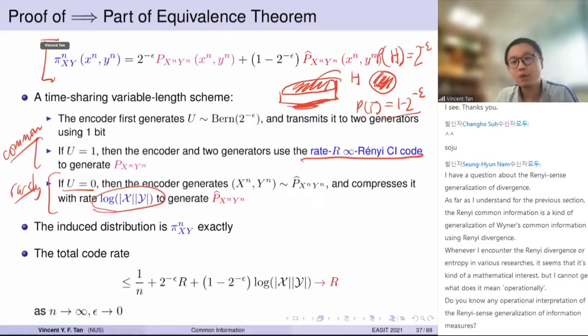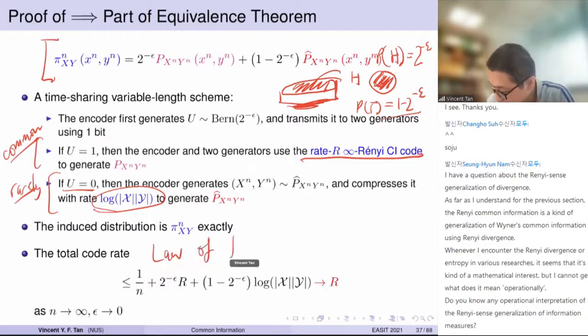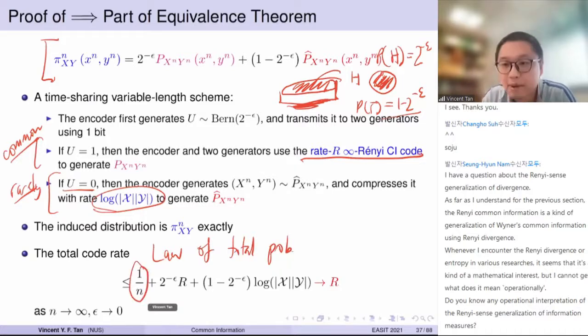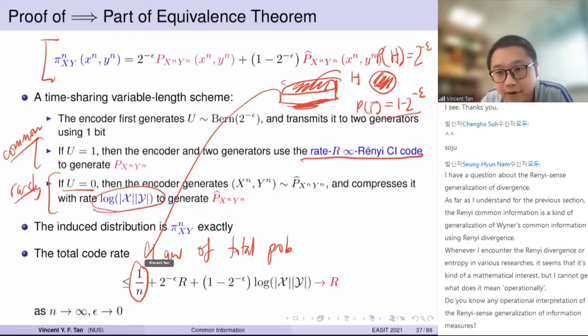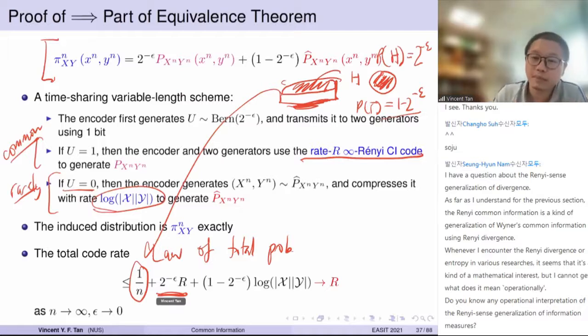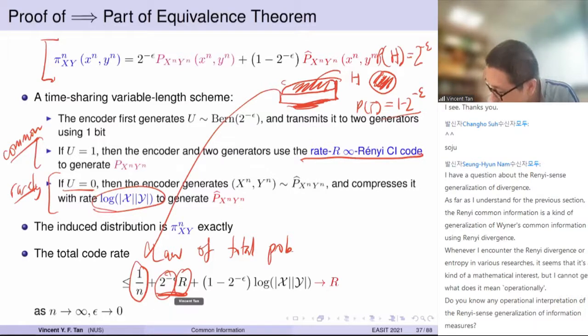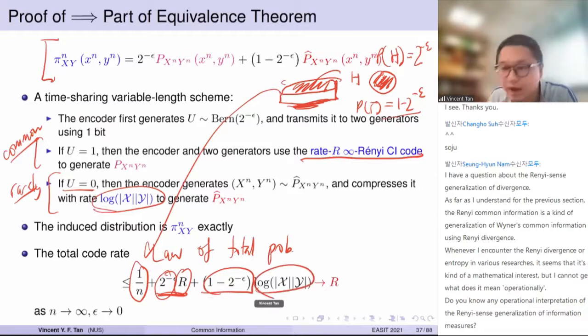And what is the total rate? By the law of total probability, this simple probability thing. Now, you need this preamble here to encode the coin bit. The coin gives you this thing, 1 over n. When the coin is heads, you have this probability, but the rate is r. When the coin is tail, you have this probability, and you have this full rate, very heavy rate.